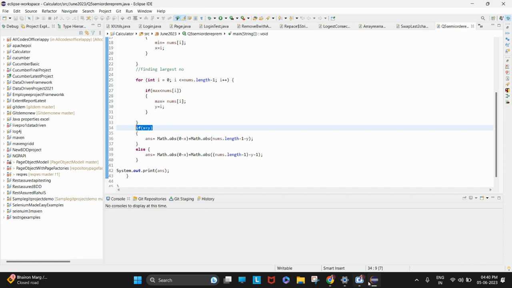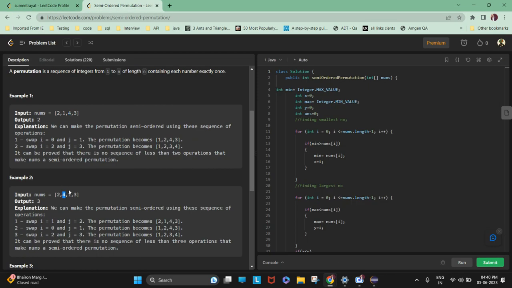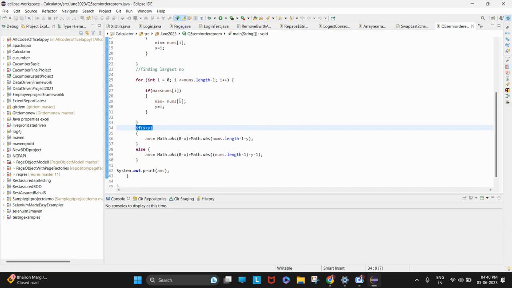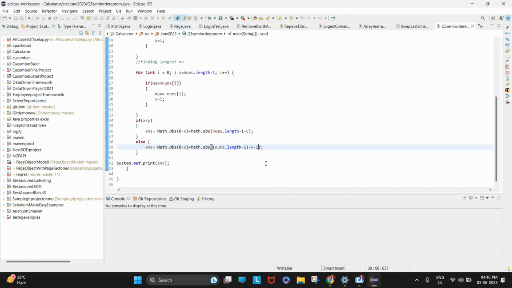If that is not the case, where x is greater than y, one swap is already taken care of by the smallest element. So here the swaps will be three only, not four, because one swap is already covered by the 1 and 4. So you follow the same formula minus 1. Minus 1 swap is required if x is greater than y, meaning the smallest element's index is greater than the largest element's index. That's why you make the minus 1 and return the answer.